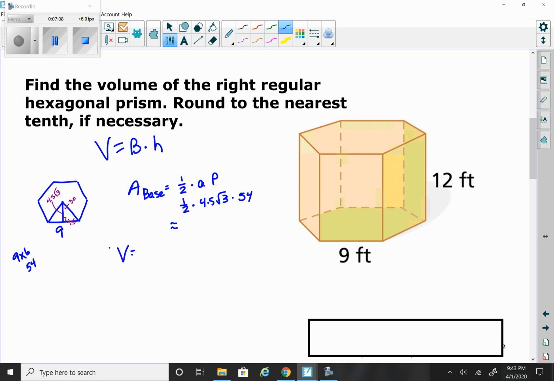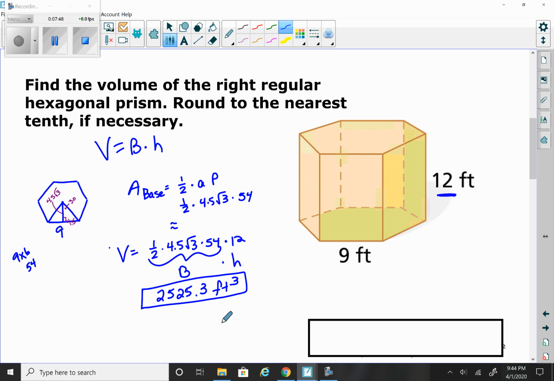Again, our formula for the volume is the area of the base, which is 1/2 times 4.5 root 3 times 54. Again, that's the area of your base, times the height, which we know is 12 feet. That prism is 12 feet tall. So again, we have it as the area of the base times height. So you can plug that whole thing into your calculator. And I'm hoping or guessing that you come up with 2,525.3. Again, my units are cubed, so this is feet cubed. So go ahead and check and make sure that you can come up with that same answer that I got. Again, the area of the regular hexagon, that's our base, times the height.